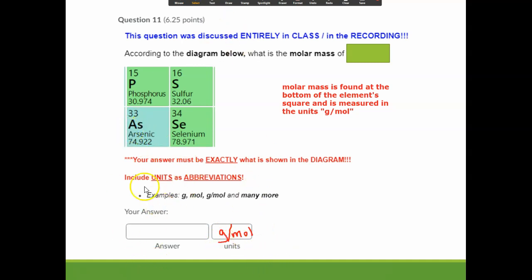You do need to include all of the digits, so when you're looking at that bottom number, make sure you copy exactly what you see up here. Pause the video and continue playing when you're ready.